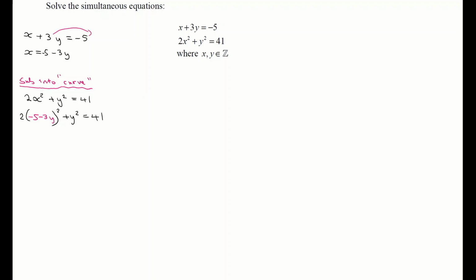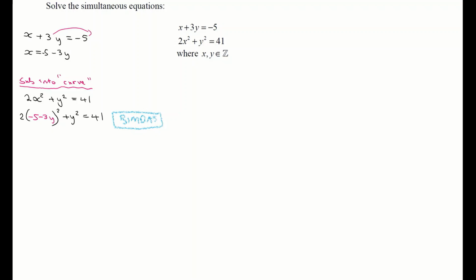Now be careful here. We need to follow our rules of BIMDAS. So remember our BIMDAS, that you must do brackets and indices, being powers, before we do multiplication. So don't go off here now and multiply in that 2, because that is doing multiplication before indices. So just watch for that. So we have to do our squaring of the brackets first.